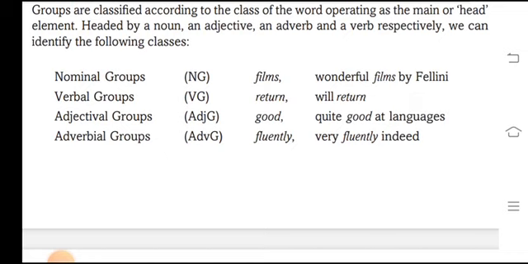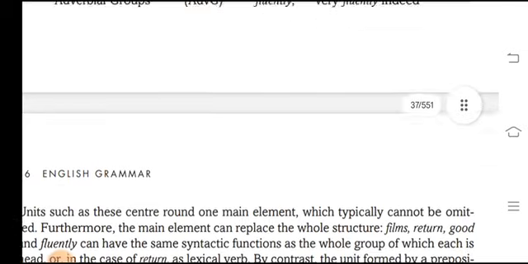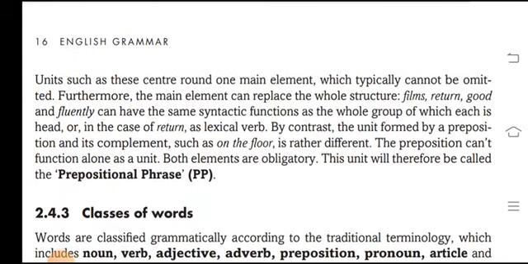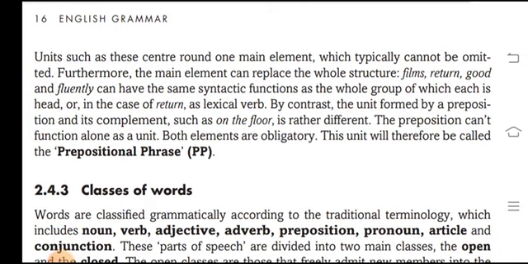Wonderful film by Fellini, well written, good, quite good at the language, frequently, very frequently indeed. Units such as these have central elements which typically cannot be omitted, and the further modifiers. The main element can replace the whole structure: film, written, good, frequently can have the same syntactic functions as the whole groups.